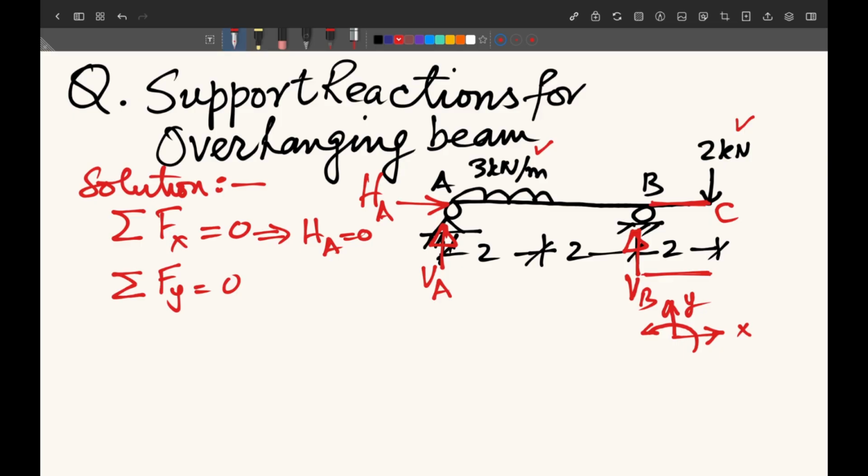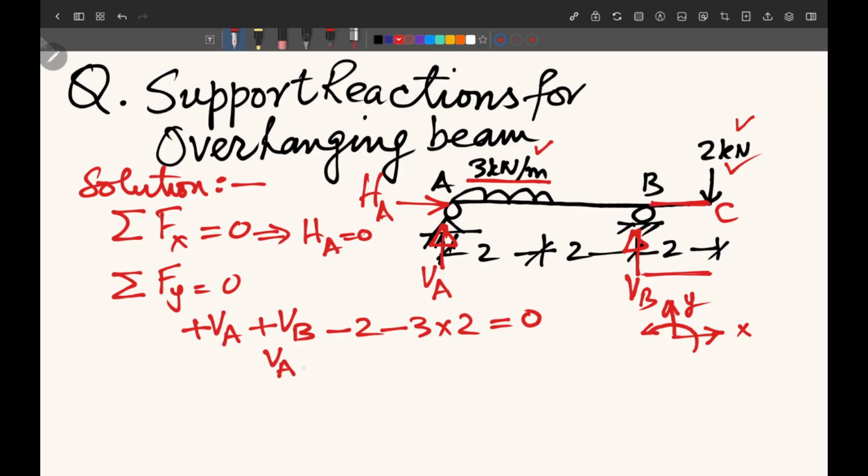Also, we write these values of the forces in the y direction. So plus VA plus VB, these are the two unknown reactions. Then the forces which are acting on the beam: minus 2, this load, and then we come to this UDL, which is minus 3 into 2. These are the forces which are acting. So we can say that VA plus VB will be equal to 8. Okay, so this is your equation number 1.